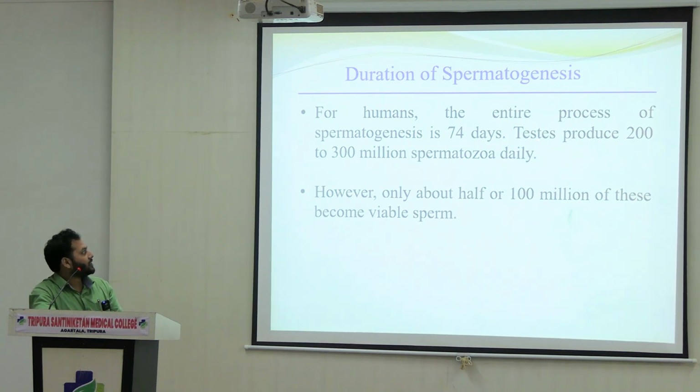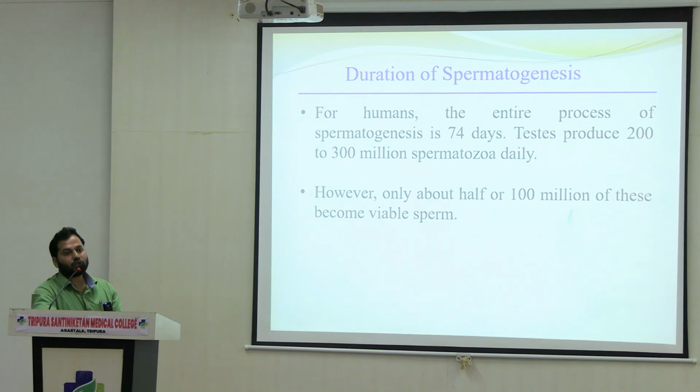Another important piece of information is that the testes produce around 200 to 300 million mature spermatozoa daily. Though it produces this number of mature spermatozoa, not all are functional. Some are functional. However, only about half, or 100 million, of these become viable sperm cells. So, though there is a synthesis and formation of around 300 million sperm cells, not all the sperm cells are viable. Only around 100 million are viable sperm cells, which can participate in the fertilization events.